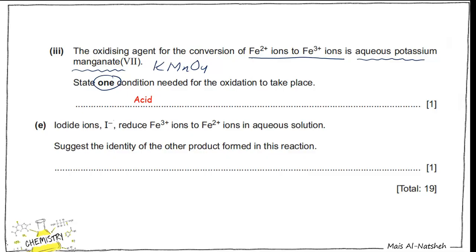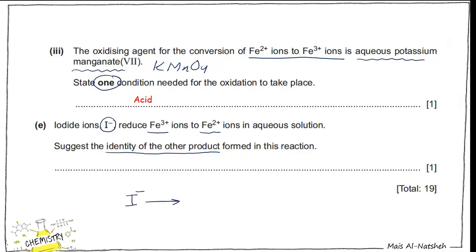Next, iodide ions, I negative, reduce iron 3 positive ions to iron 2 positive ions in aqueous solution. Suggest the identity of the other product. So we are talking about the other product formed in this reaction. Now, when iodide ions reduce iron ions, they will be oxidized. Oxidized means they will lose electrons.